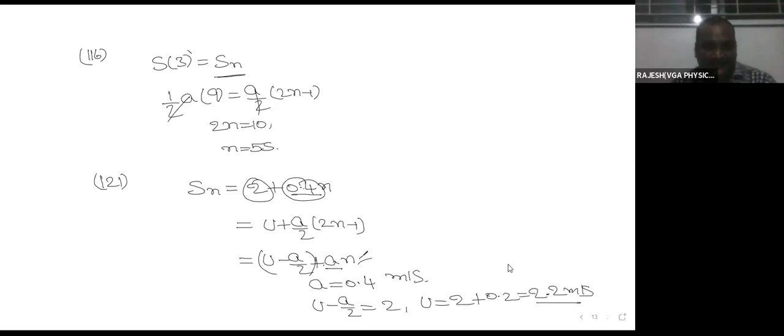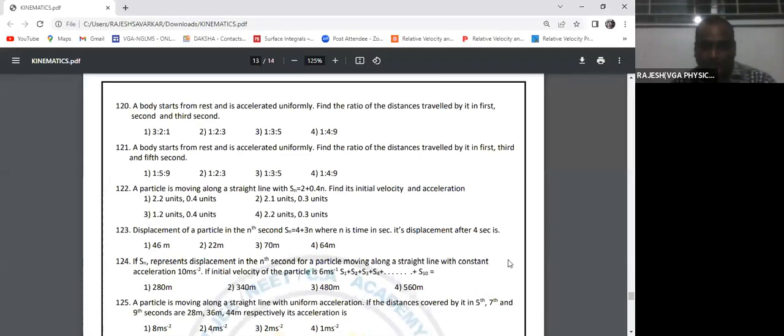So, a is 3, u minus a by 2 is 4. So, u is equal to 4 plus 1.5, that is 5.5. So, displacement in 4 seconds is ut plus half at square. U is 5.5 into 4, 22 plus half at square. Half a is 3 by 2 into 16, that is 24. 22 plus 24, 46 meters.